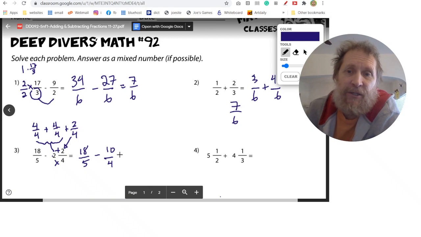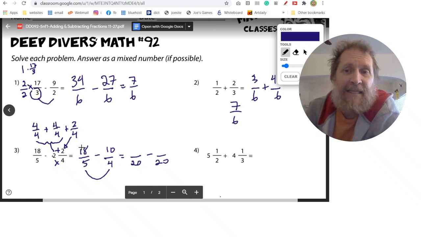Here then I need to get a common denominator. An easy way to get the common denominator is to just multiply your denominators. So this is going to equal the same thing as something over 20 minus something over 20. And whatever this is in the top, I'm going to have to do the same thing to the top as I did to the bottom. So I multiplied that 5 times 4 to get 20. So I need to multiply my 18 times 4 to find out what that is.